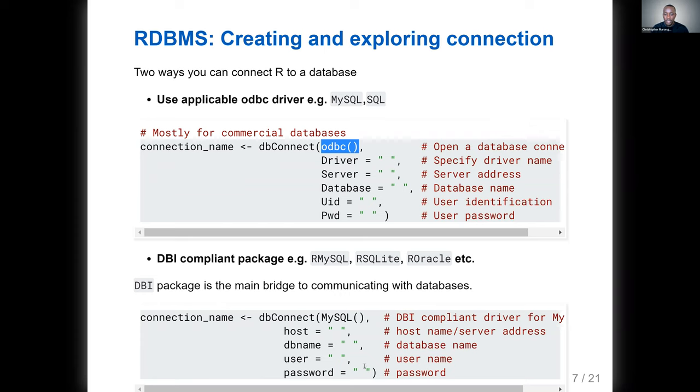Looking at the syntax of this connectivity, you have the connection name, which is how you want to name your connection, which contains the instruction on how RStudio will connect with your database, and obviously the backend package. For RMySQL, the backend package is MySQL. For RSQLite, the backend package is SQLite, and so forth. You see there's a slight difference, but the idea is the same. Provide the host, provide the database name, and give the username and password, and the connection will be established.